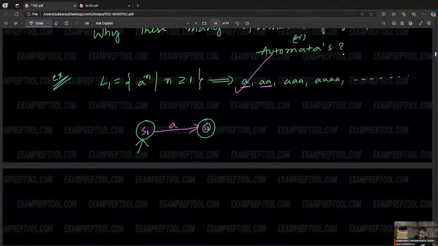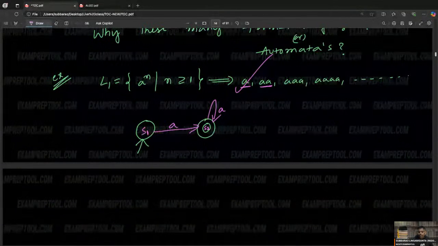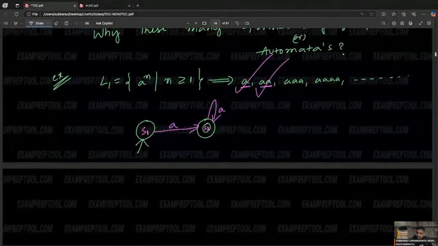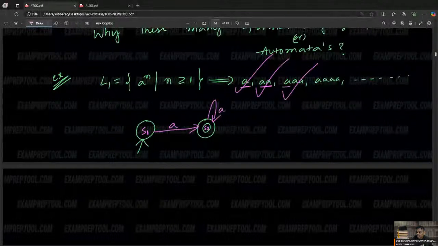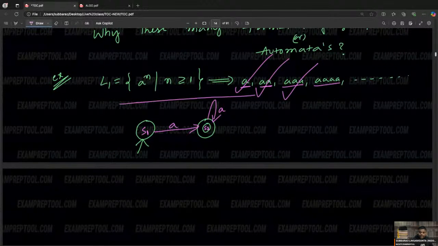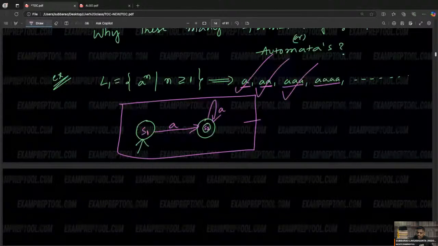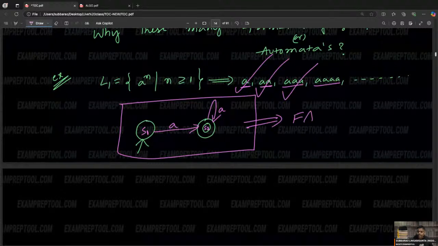S1 on single A, I will go to S2. On S2 single A, once again I will go to S2 only. So at the end of double A, where are you? Final state. At the end of triple A, where are you? Single A, S1 to S2. At S2, you can keep on repeating: 2 times A, 3 times, 4 times. Keep on repeating. So this is the finite automata for the given formal language.